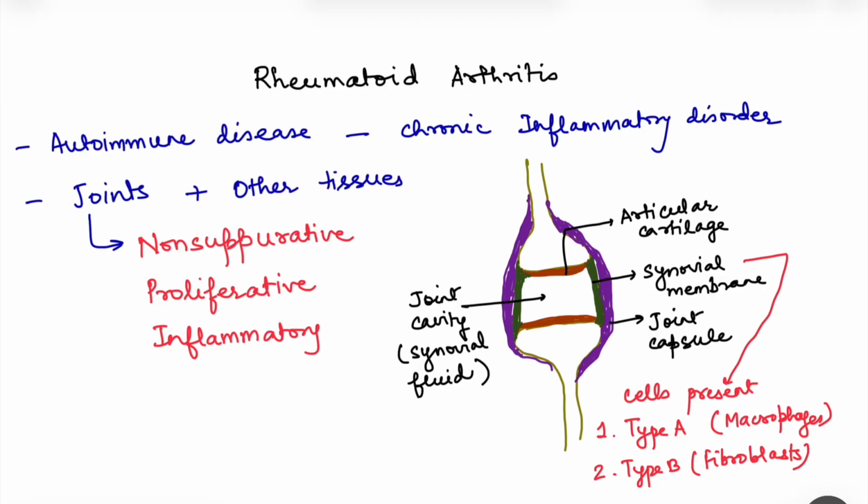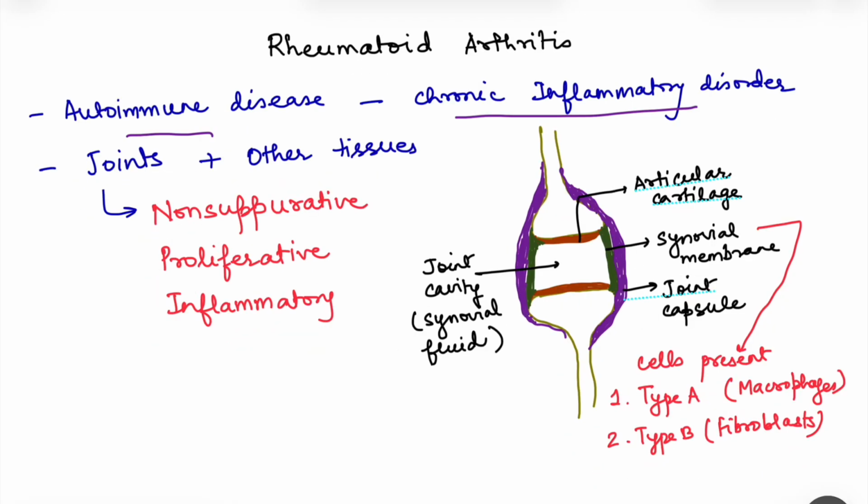So rheumatoid arthritis is a chronic inflammatory disorder. Basically, it is of autoimmune origin. So there is activation of the immune system against our own proteins and cells, and this leads to a chronic inflammatory disorder. And it is a systemic disease, that is, it affects the joints and some other tissues as well. And this disease is basically non-suppurative, that is, there is no pus formation.